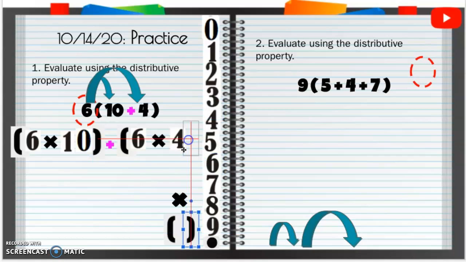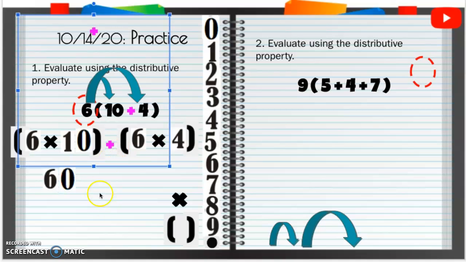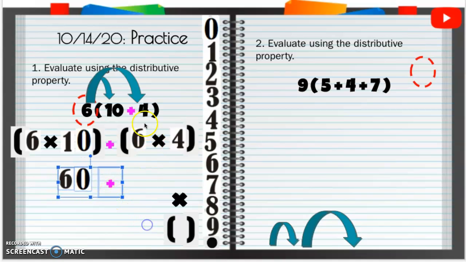Now our next step is we're going to solve. Remember, please excuse my dear Aunt Sally, we need to solve inside the parentheses. So what is 6 times 10? Well, I know that 6 times 10 is 60. So I'm going to put 60. Now I'm going to have that plus, that addition symbol, in between because I'm going to keep that symbol there. And then I'm going to have 6 times 4. What is 6 times 4? I know that's 24.